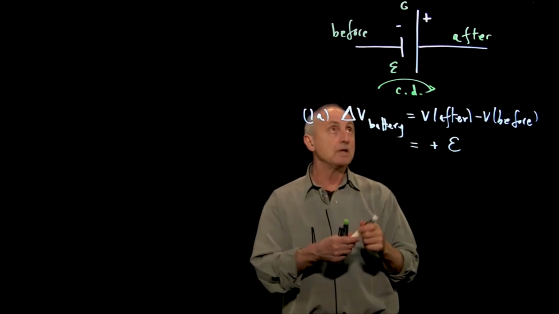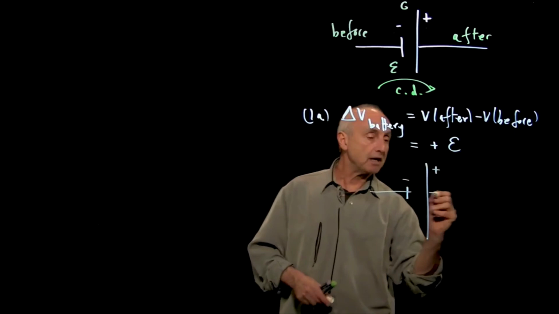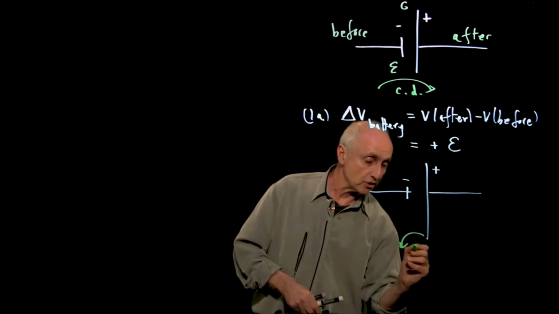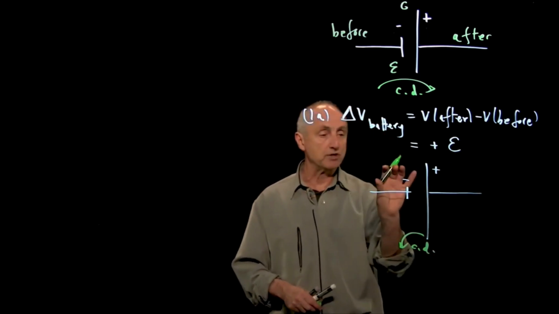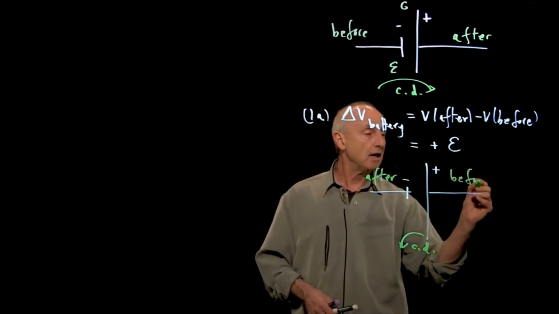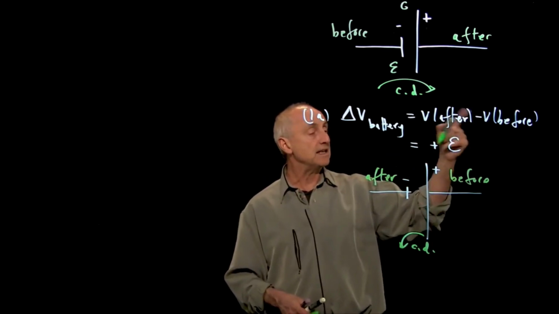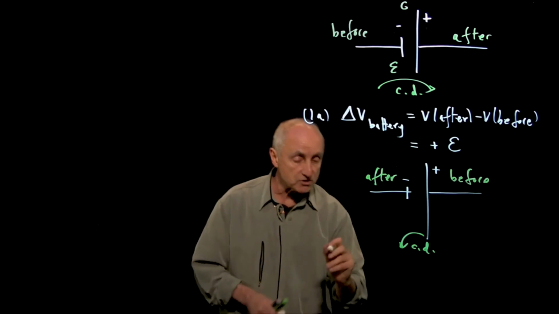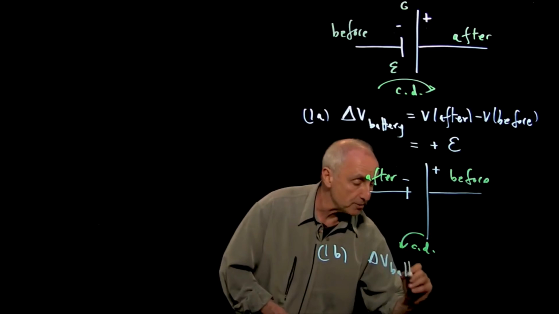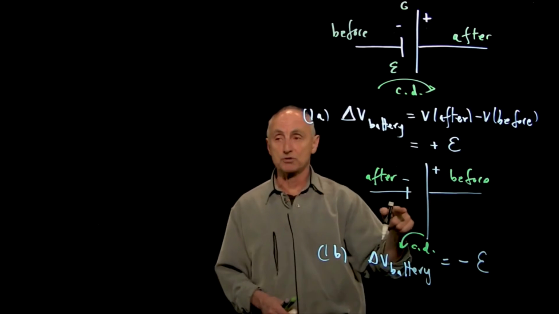Now, our second example is what would happen if we circulate from the positive terminal, this way, our circulation direction, from the positive terminal to the negative terminal. This is now the after side. This is the before side. And you can see when we circulate in this direction, V after minus V before is less than 0. And so our second case, 1b, is that the potential difference across the battery is equal to minus E when we circulate from the positive terminal to the negative terminal.